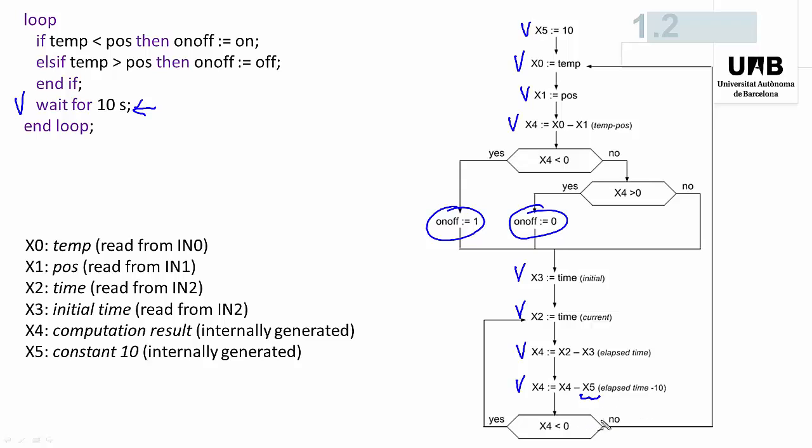If the difference is negative, it means that the elapsed time is smaller than 10, so we continue reading the value of the time. On the contrary, if the elapsed time is equal to 10, then we go back to the beginning of the program.